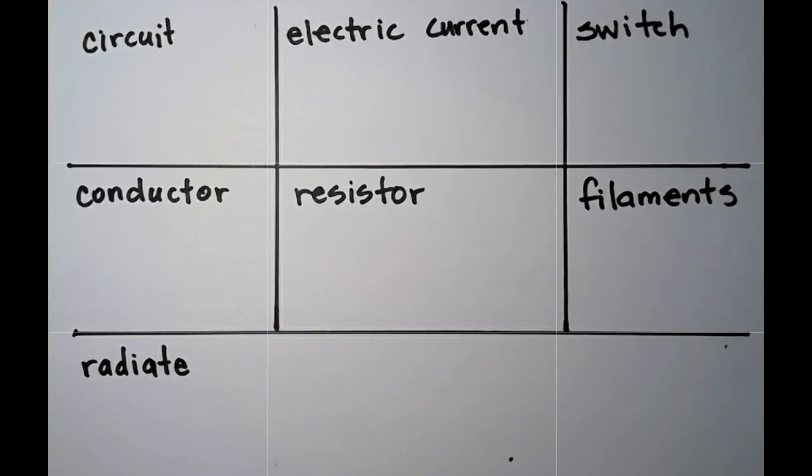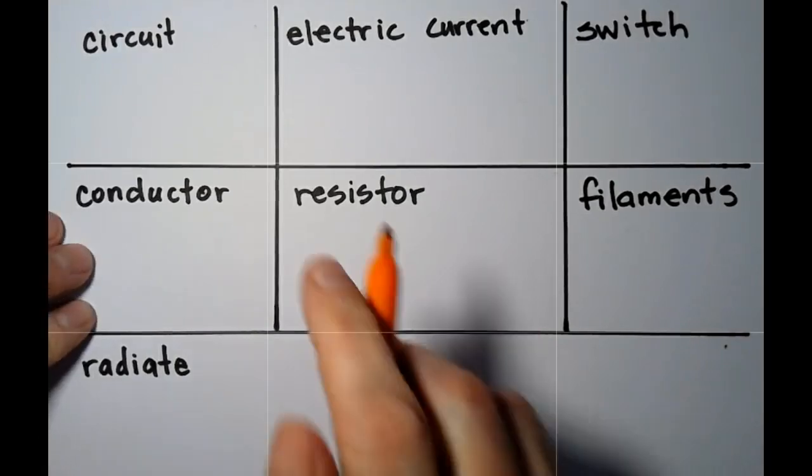As we get into day 4 of science, how do toasters work, we don't have any new vocabulary words, but I did want to take this opportunity to review our prior vocabulary words. Okay, and so the first one that we had was circuit.